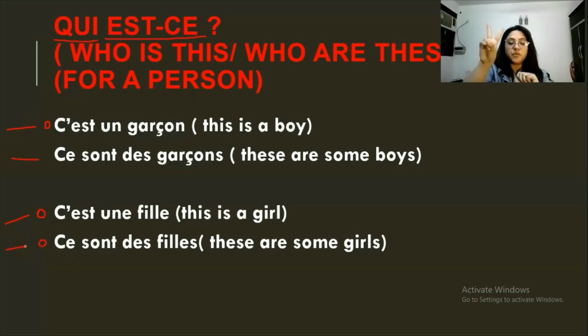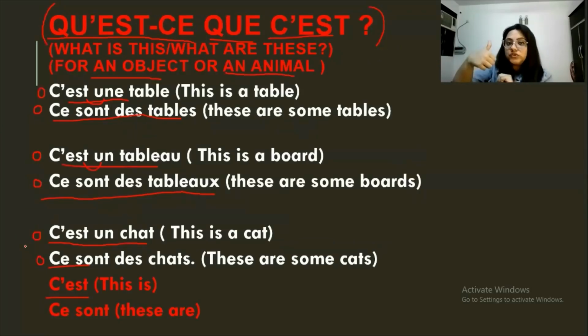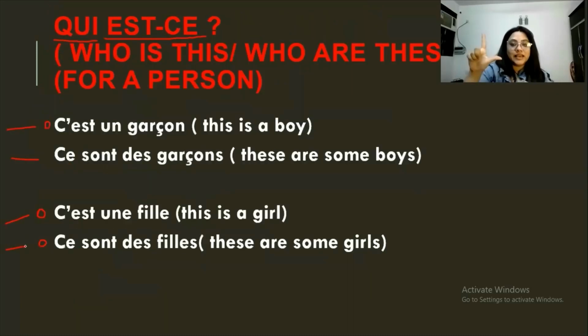So we learned two questions. Qu'est-ce que c'est? And we did qui est-ce?